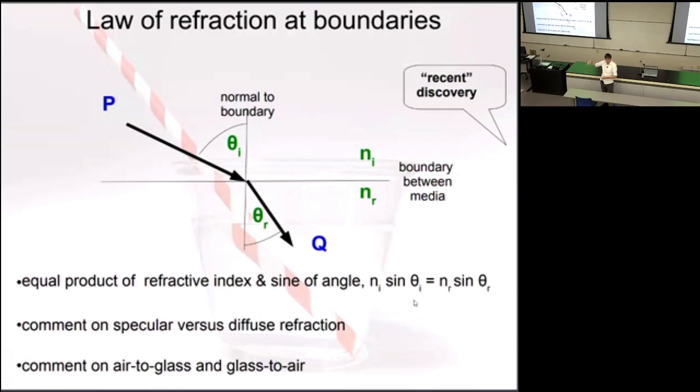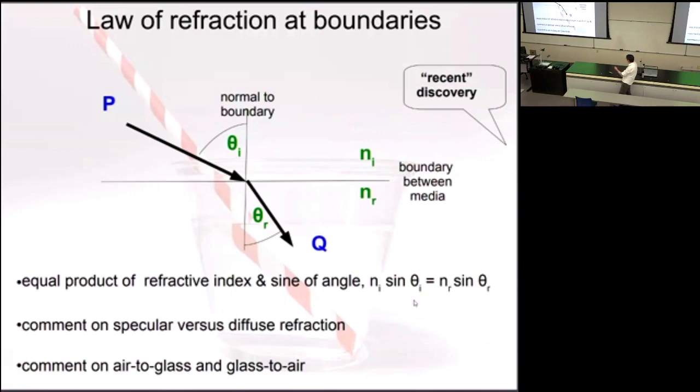Whether it approached the boundary at a small angle or a large angle. Well, the law of refraction tells you all of that in this little law here. It says, if you read this off, if you multiply the refractive index of the incident medium, that's Ni, by the sine of the angle theta I in the incident medium, that actually equals the same product, the product of the refractive index in the refracted medium, times the sine of the angle theta r in the refracted medium.